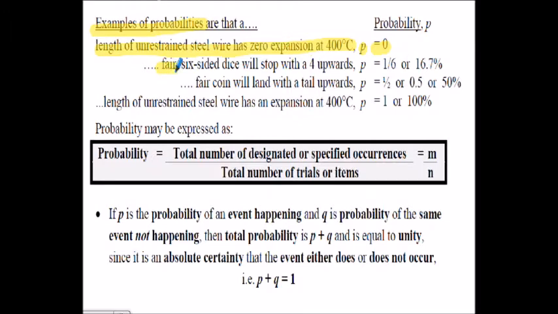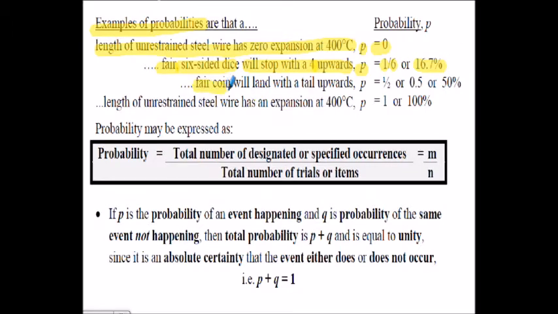Probability that a fair 6-sided dice will stop on a 4 upwards when it's thrown. Probability here is 1 upon 6. There are 6 sides on the dice. One side would have the number 4, so 1 upon 6 is the probability when we throw it, we will get the 4 upwards. In percentage terms, that's 16.7%.